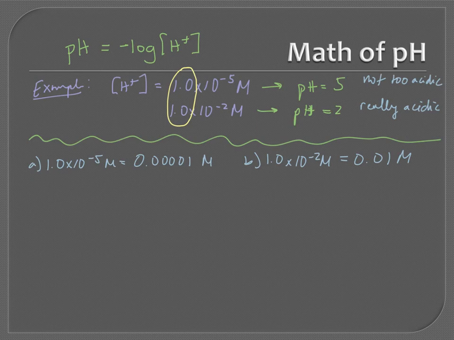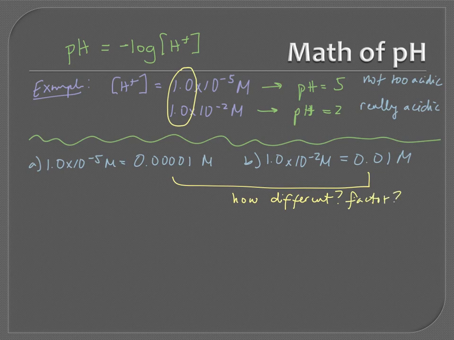Now, by how much is this? How much greater is this than that? So let's make a note here. How different are these? What is the factor? How do we even figure this out? If we take the pH values, we go from 5 to 2. That's a pH difference of 3. So 3 pH units. And to figure out the concentration factors, we're going to use this equation.